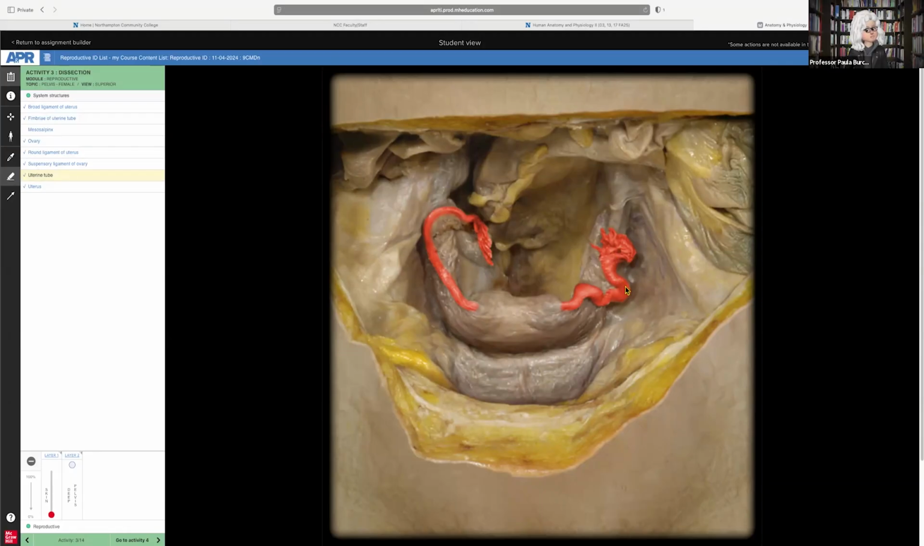The majority of the uterine tube is going to be the ampulla, and this is where fertilization normally occurs. And then this narrow area here that empties into the uterus is going to be the isthmus. There is another ligament called the mesosalpinx. So again, be sure that you go to the icon here to learn more about it.